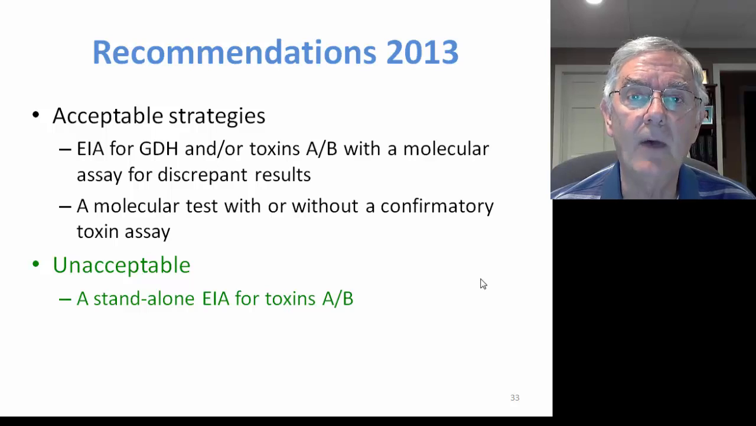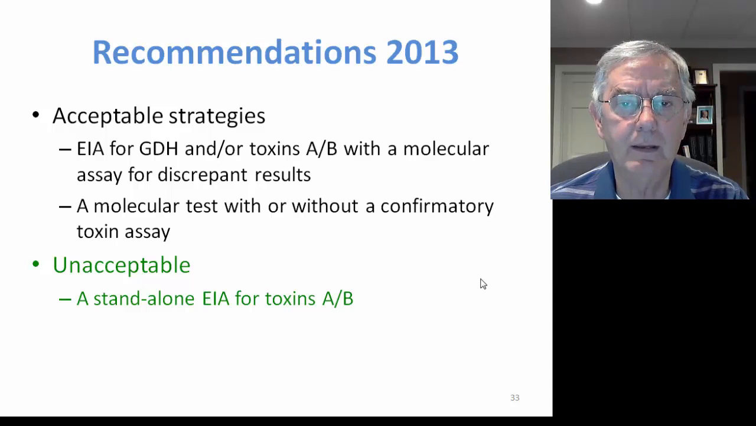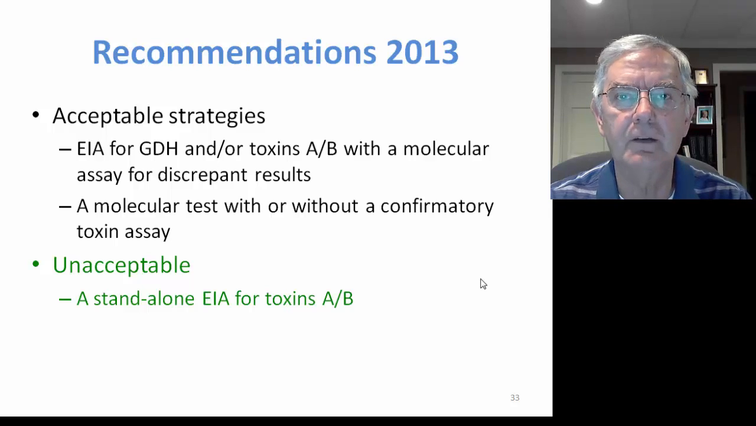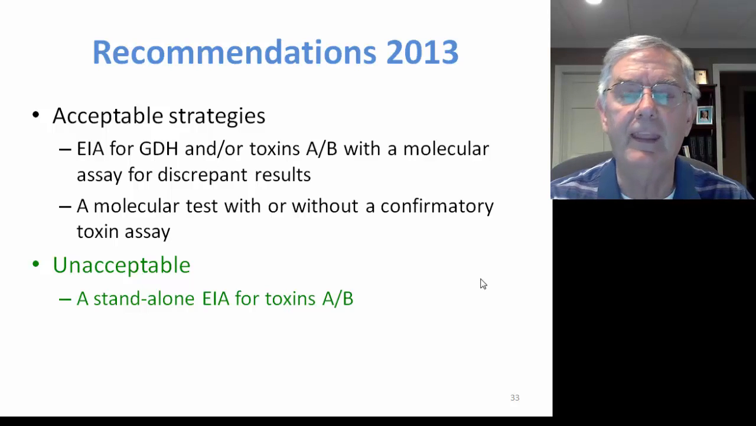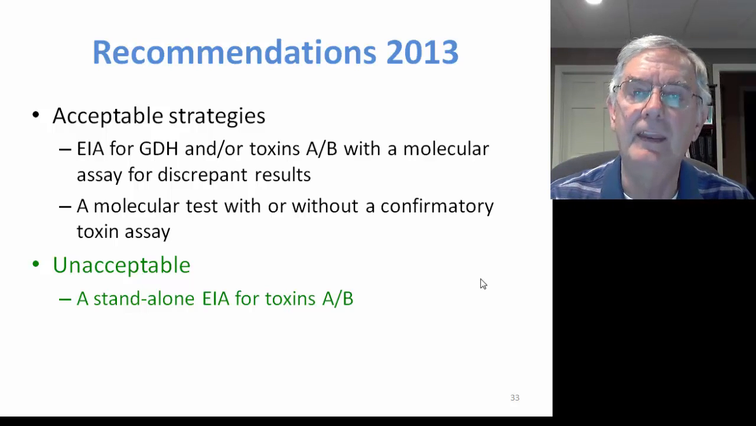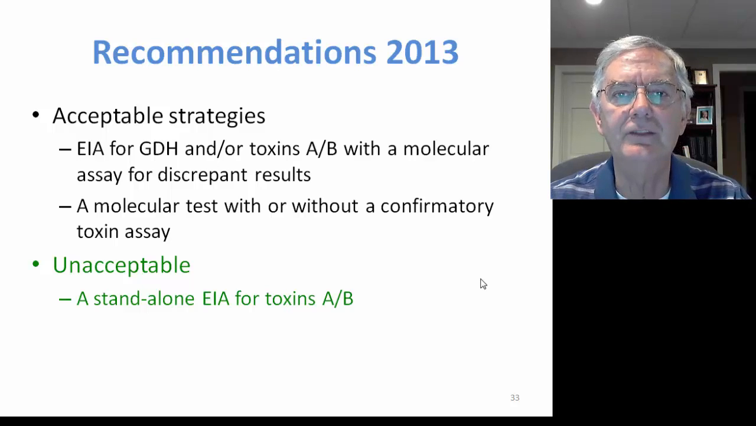The enzyme immunoassay for glutamate dehydrogenase and/or the toxin assay, with a molecular assay for discrepant results. That's one way to do it. In other words, if you have GDH and toxin on the same test, and they are both positive, they're likely to be positive. If they are both negative, then it's probably a true negative. But if they disagree, then that should certainly be followed up with a PCR.